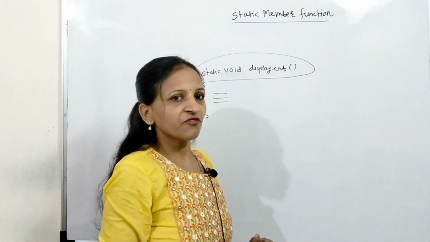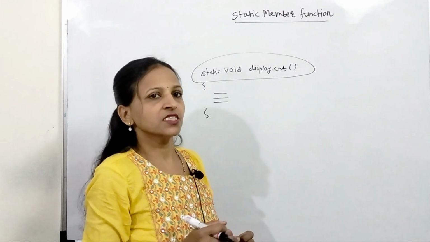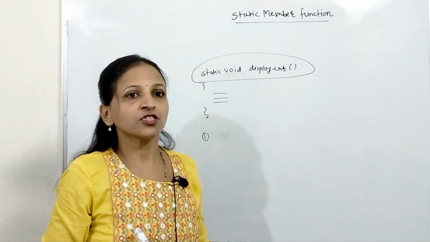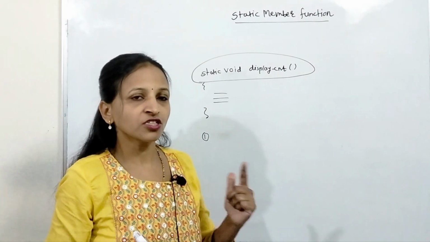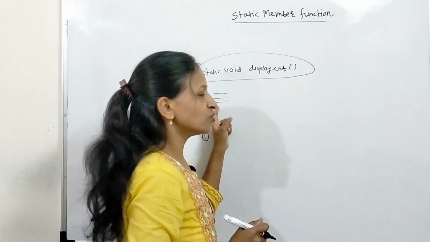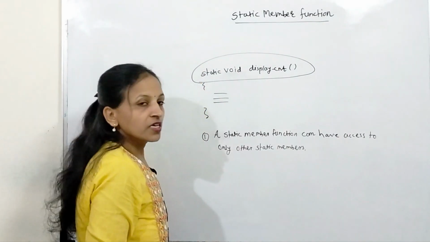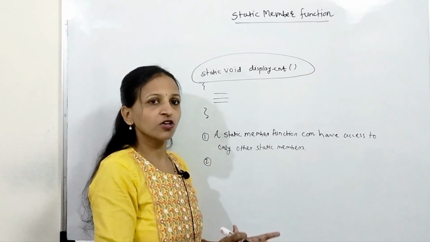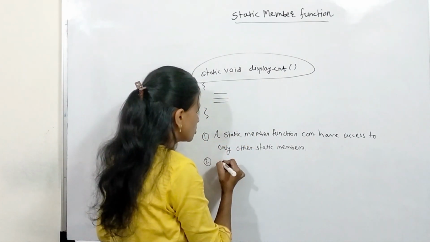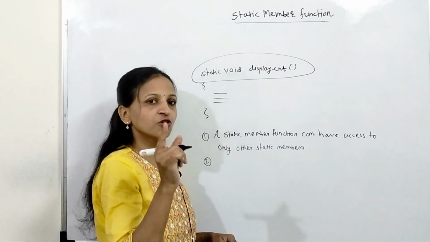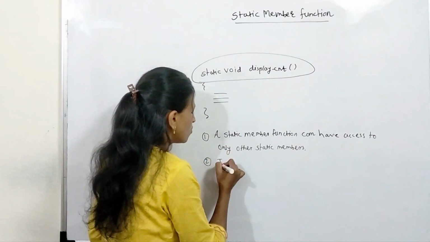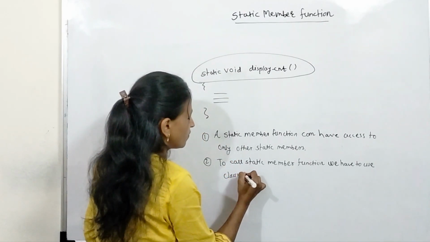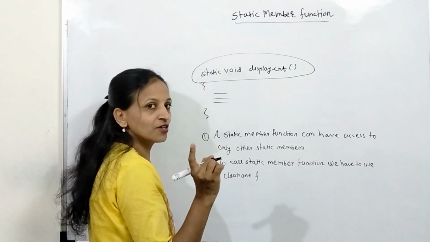Now the static member function has some characteristics. The first is that a static member function has access to only static members. Non-static data members we cannot use here. The second is that a normal member function we call using object dot, but a static member function should be called using the scope resolution operator. To call a static member function we have to use the class name and the scope resolution operator.